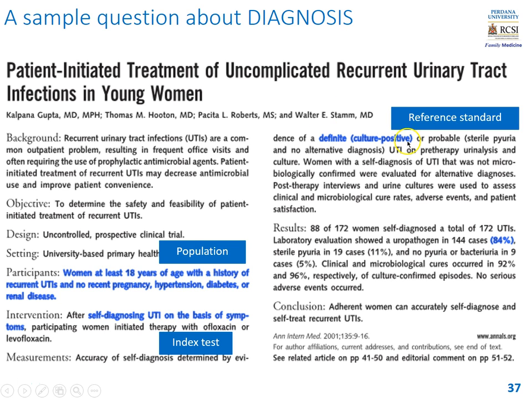So it's very important that this is blinded, so that the doctors in the laboratory doing these culture tests do not know whether this sample comes from a woman who has self-diagnosed or not. And what they find is that the diagnostic accuracy of self-diagnosis against culture-positive urine is 84%, which is quite high.